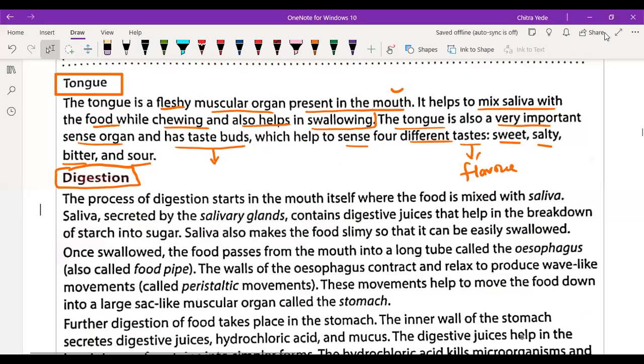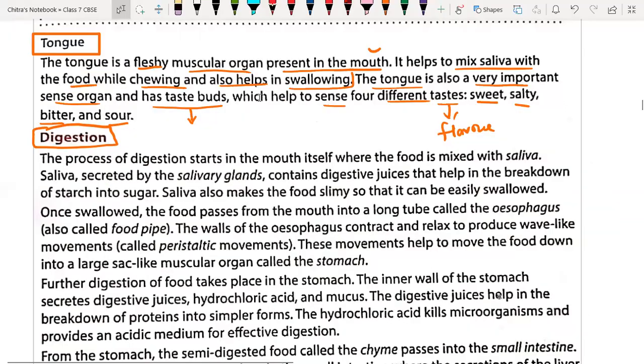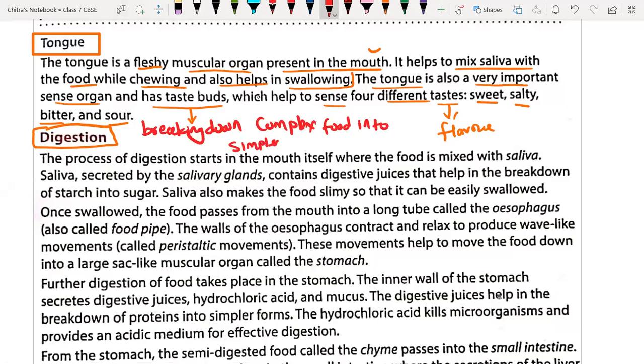So what is digestion basically? Digestion is nothing but breaking down complex food into simpler form. This is the digestion process, and here many digestive enzymes are used.